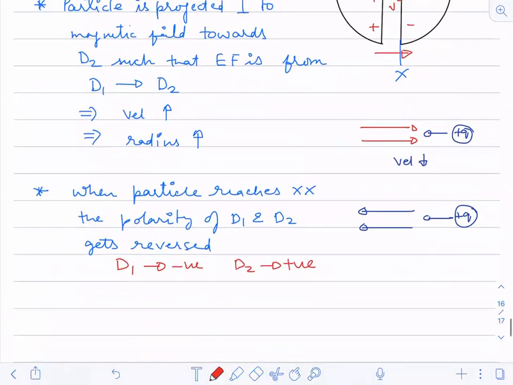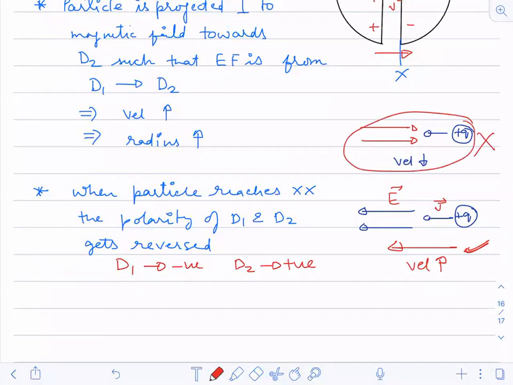The electric field will be in this direction, and the magnetic field and velocity will be in this direction. So what will happen? The net force will be here and the velocity will also increase. So this is what we want, and this is what we don't want. Initially, this was the situation, but we don't want this.